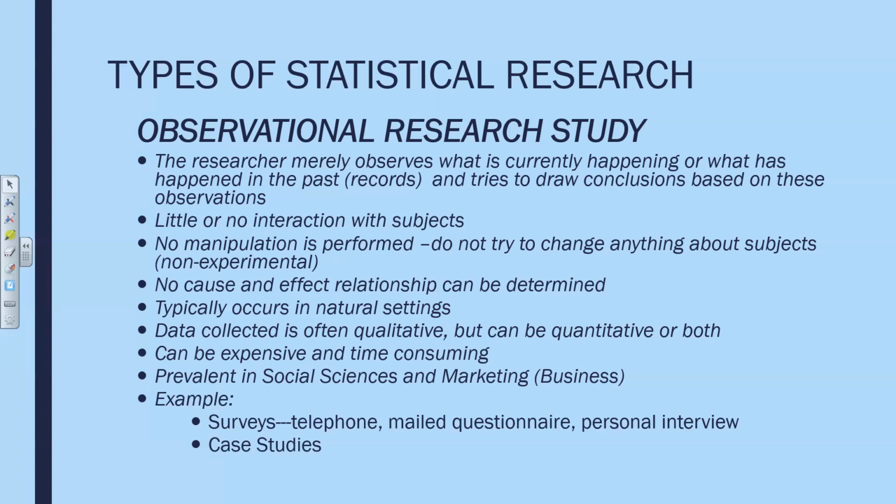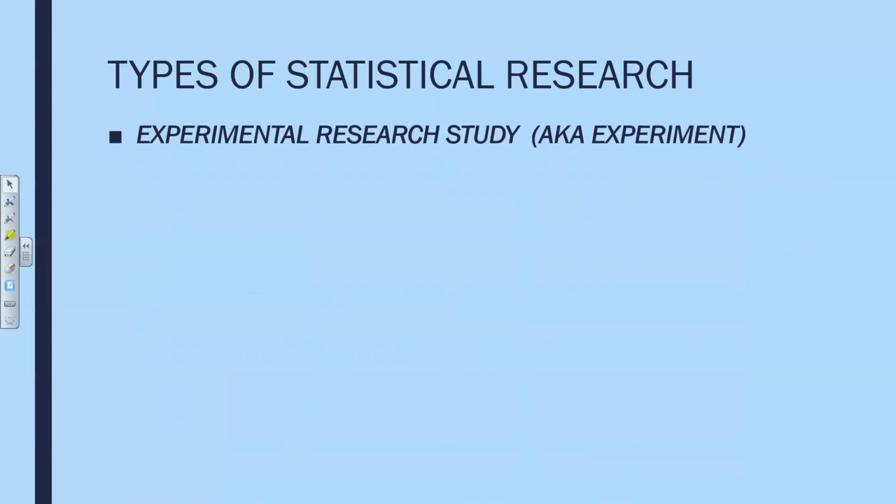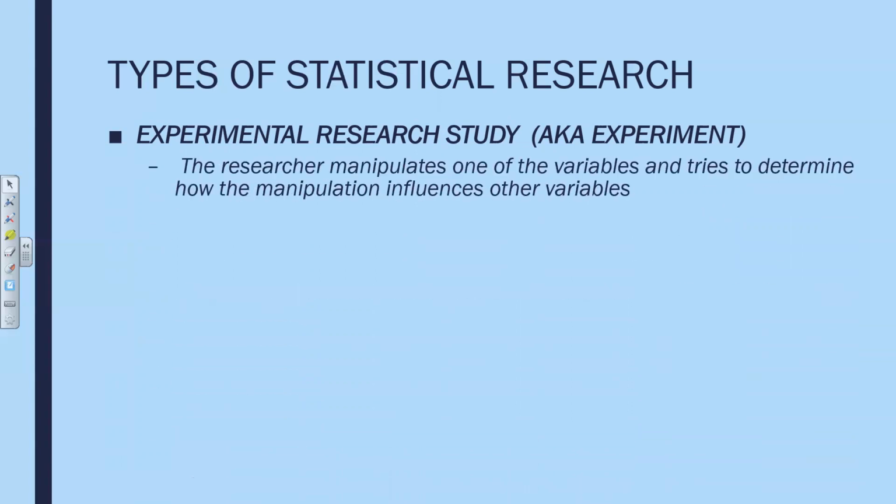The second type of study is called an experimental research study, or an experiment. With an experiment, the researcher is manipulating or changing something, trying to determine how that change is affecting the other variables.